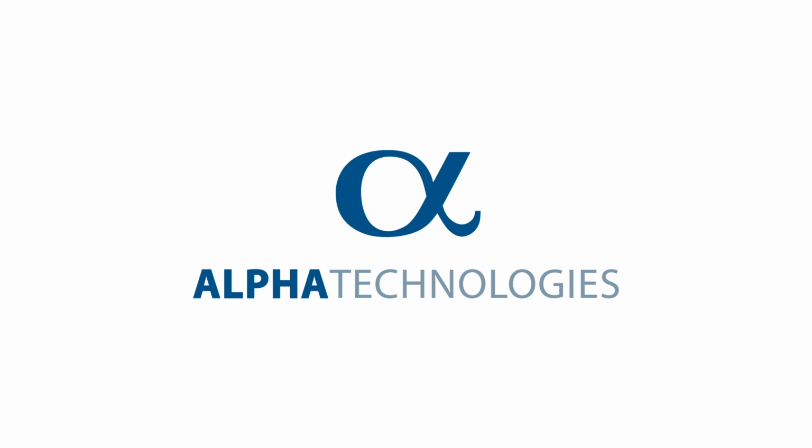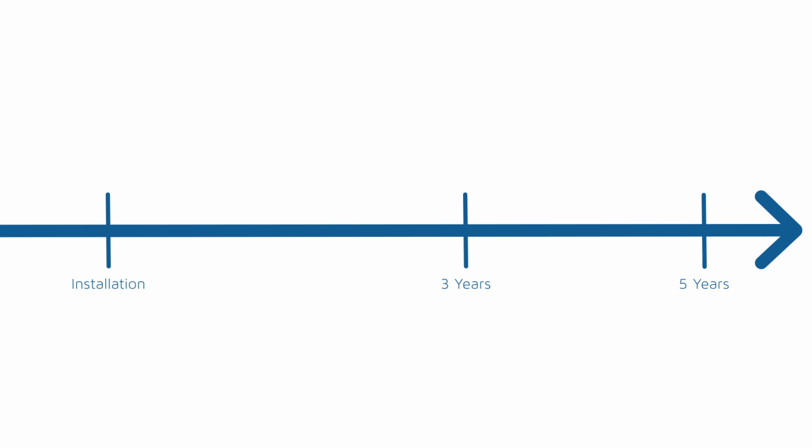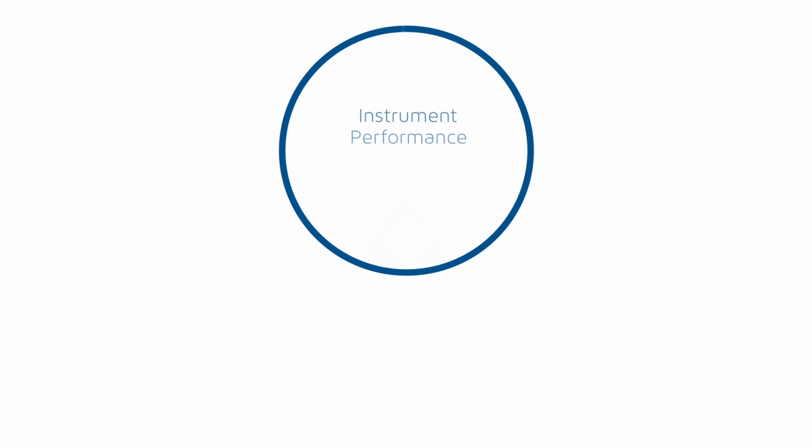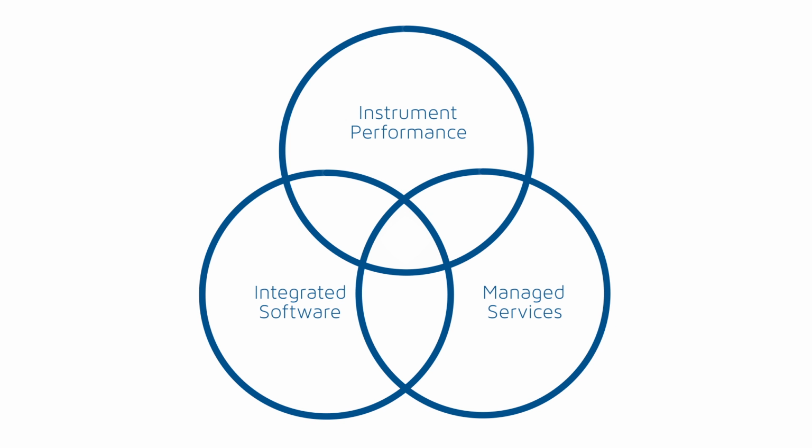In the world of rubber and polymers, your success relies on consistent, precise measurement. Alpha Technologies is the world leader in rubber and polymer testing instrumentation, setting the standard that others aim to achieve. We know that to achieve long-term precision, we must go beyond the initial installation. We focus on a combination of instrument performance, integrated software, and managed services to keep your instruments producing actionable data years after your instruments are delivered.